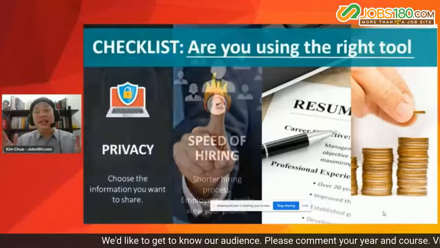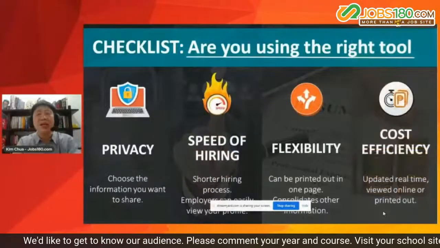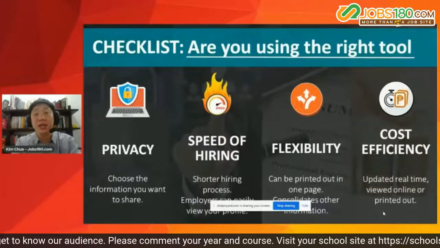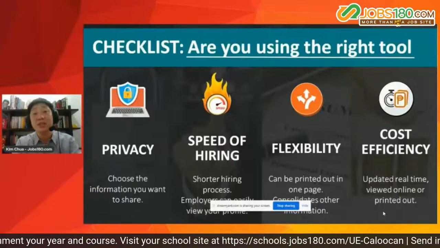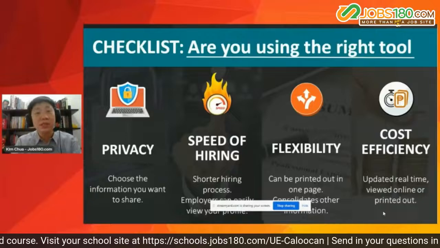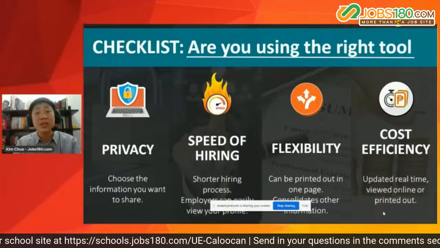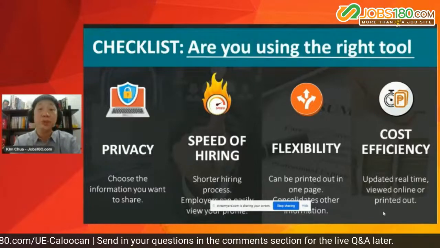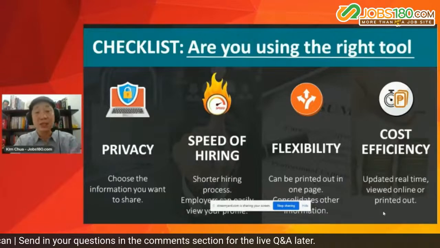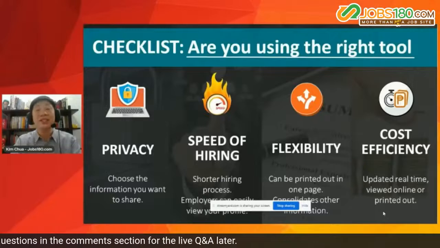So, again, sa mga nagtatanong, ano yung mga guidelines ko para makagawa ako ng job-winning resume? Ito yung guideline ko. Ito yung checklist ko. Are you using the right tool? That's the ultimate question. There are so many tools right now, but these are the things that you should consider when you make your resume. And that is the resume link. It already addresses the following.